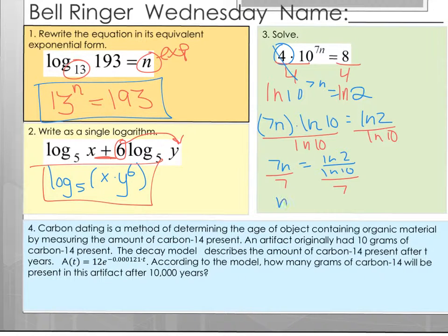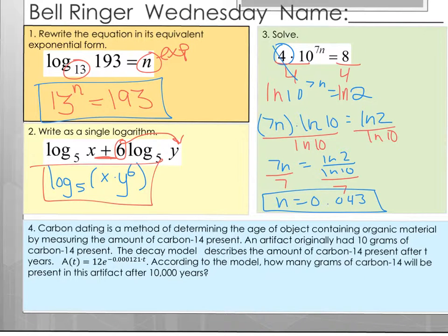So I get n equals, and then I have to pause for a moment and plug that into my calculator, and I get 0.043 for a final answer. And then of course I want to plug that back in to my original equation just to check it, and that works out just fine.